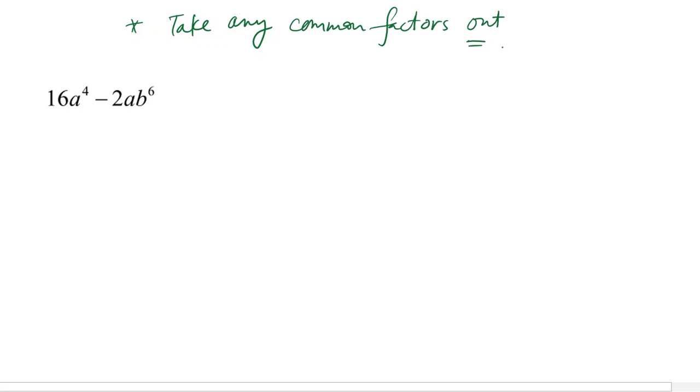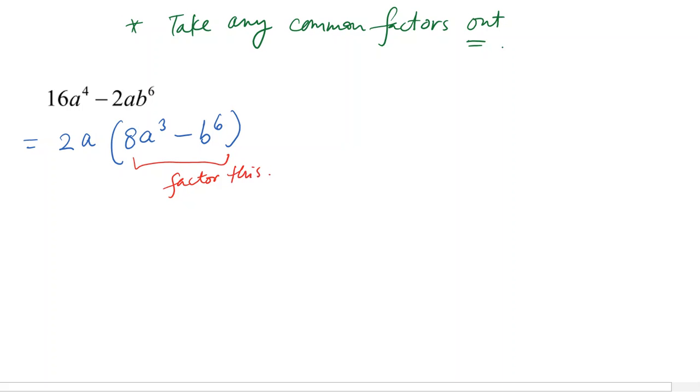So in this case, between 16 and 2, 2 is a common factor. And in the first expression you have a raised to power 4, in the second expression you have a, so you can also take a as a common factor. So you're left with 8a cubed for the first expression, and for the second term you're left with b6. And now our goal is to factorize this.